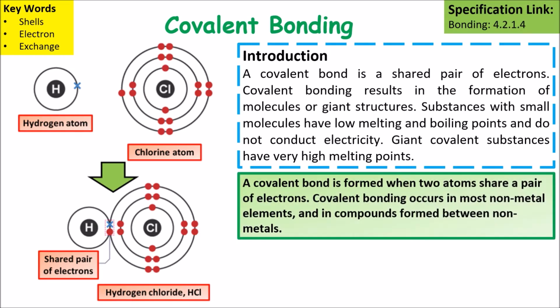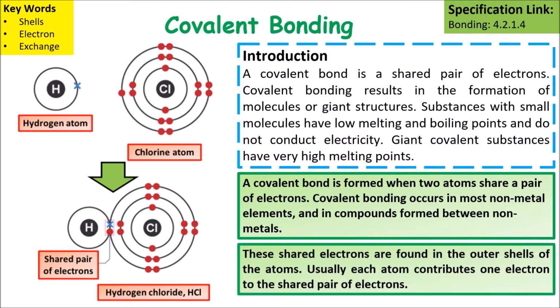A covalent bond is formed when two atoms share a pair of electrons. Covalent bonds occur in most non-metal elements and in compounds formed between non-metals. These shared electrons are found in the outer shell of the atoms. Usually each atom contributes one electron to the shared pair of electrons.